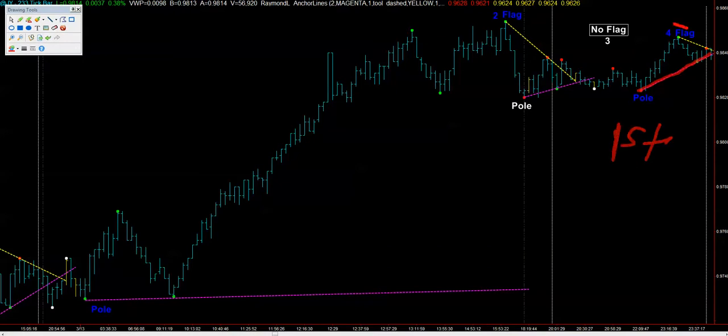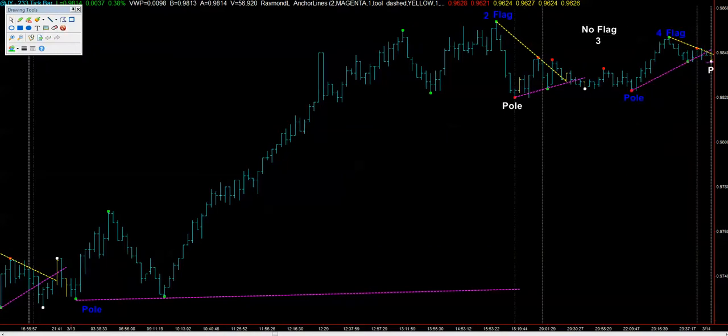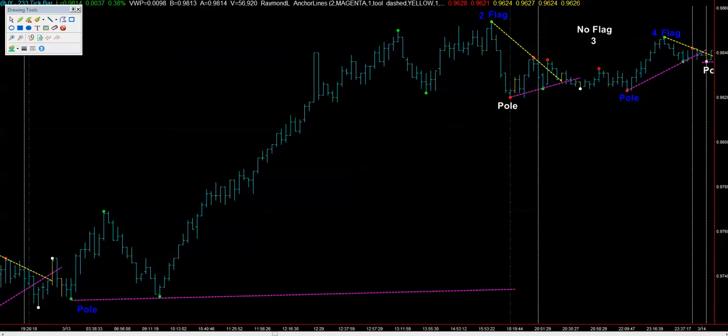First pole of number 4. Okay, and that is the case. There's the pole and there is the downward sloping flag. That completes number 4, which happens very shortly after. Remember, the completion for number 4 only happens with the completion of this flag, which is over here.